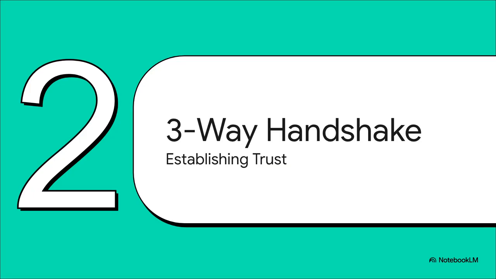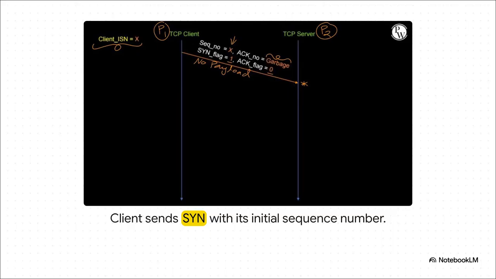Moving right along to Section 2, the three-way handshake, establishing trust. Now that we've got our starting numbers, let's look at exactly how they're exchanged. It's actually a brilliantly orchestrated protocol. It uses this strict three-step dance to establish mutual trust. It's kind of like picking up a phone and saying, hey, are you there, right?